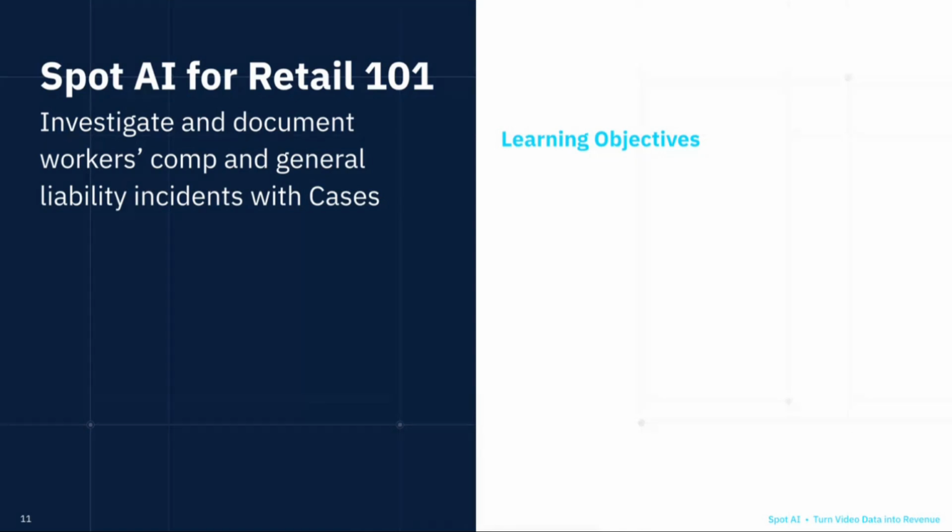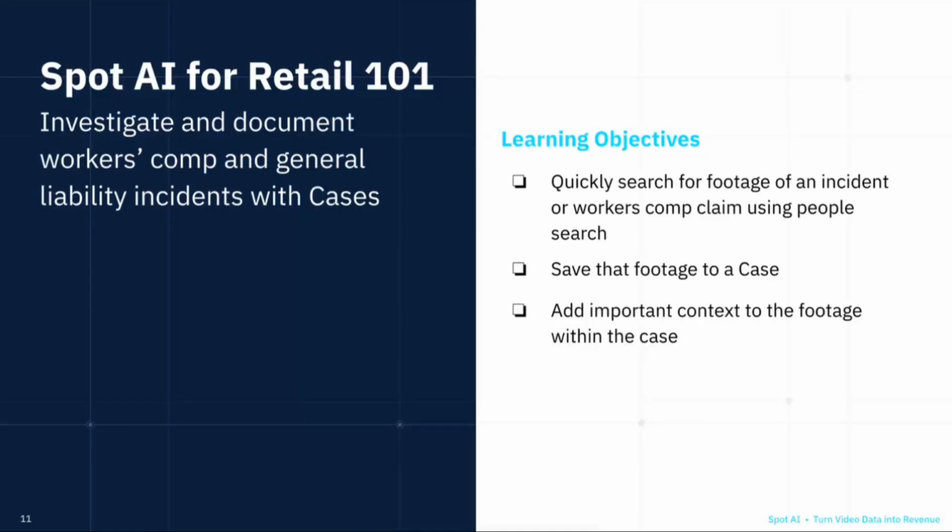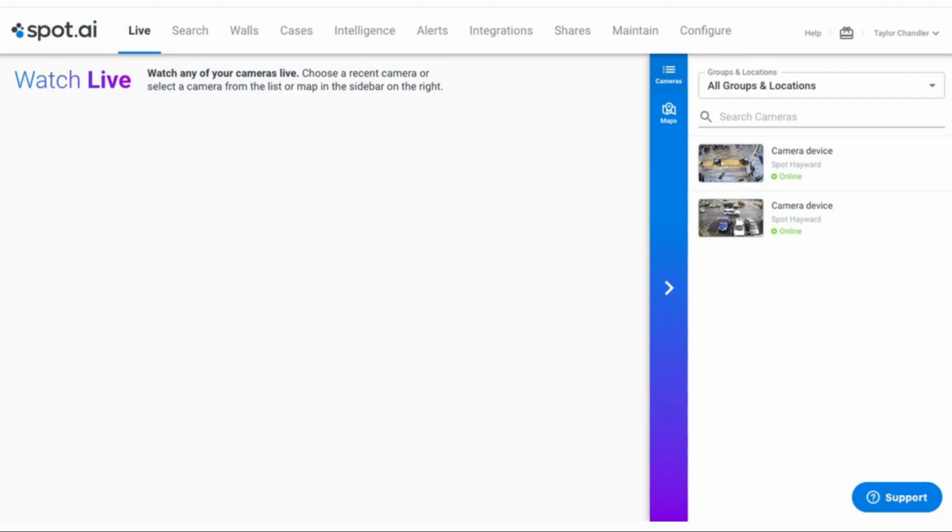This short video series is designed to help retail owners and operators get the most out of their Spot AI system. In Spot AI for Retail 101, we'll explore how to investigate incidents faster and more easily with Spot AI. We'll go over how to quickly search for footage of an incident or workers' comp claim using People Search, save that footage to a case, add important context to the footage within the case, and share the footage internally and externally. Let's walk through an example.